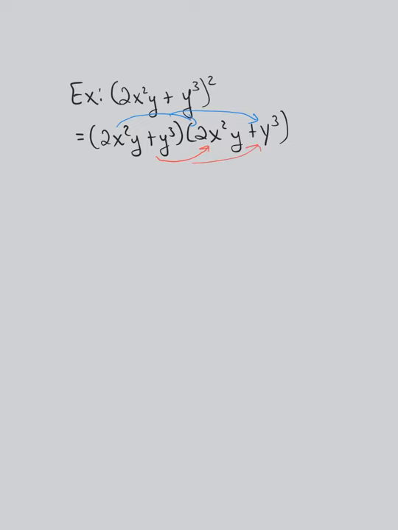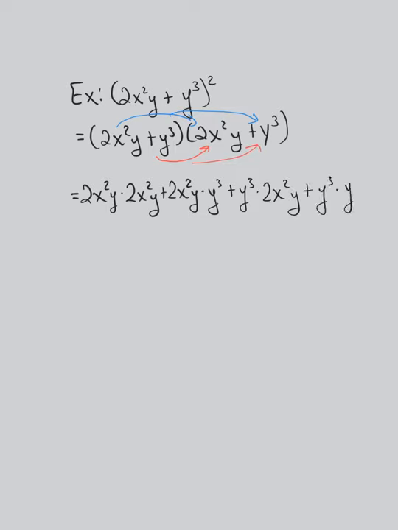Okay, so we're ready to go with that 2x squared y. So we have 2x squared y times 2x squared y, and then plus 2x squared y times y to the third. So you see what I did? I just did these two distributions right here. Now I'm ready to distribute the y to the third over these two terms. So then I have plus y to the third times 2x squared y plus y to the third times y to the third. All right, we're almost there.